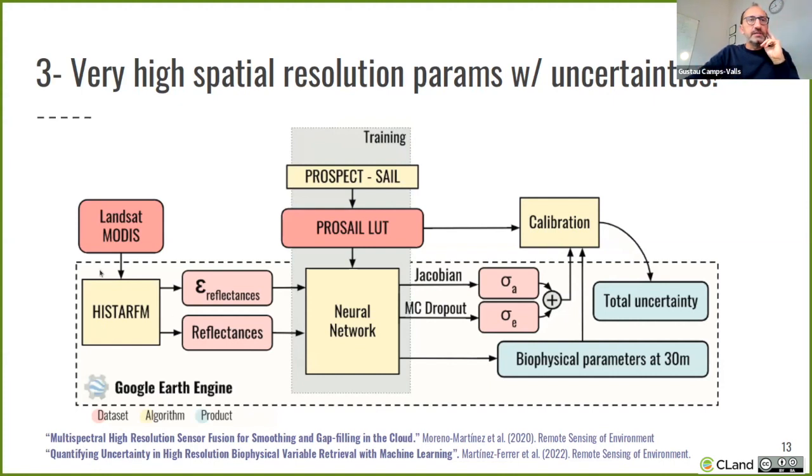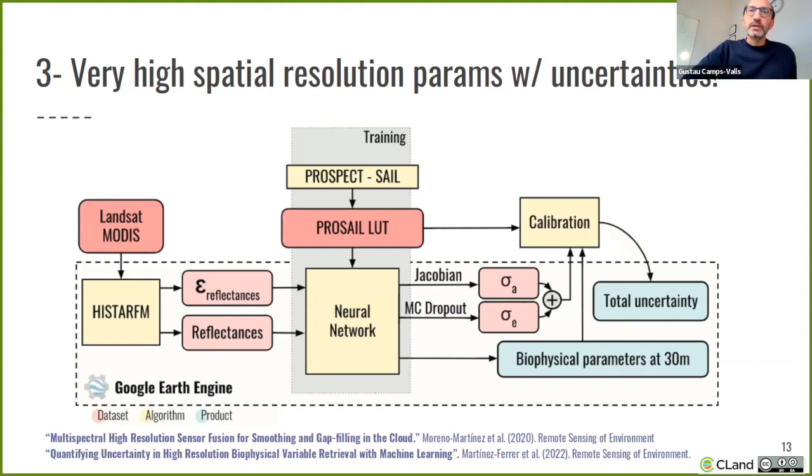Essentially, you have this HISTARFM algorithm that blends Landsat and MODIS data in a sort of unbiased Kalman filtering approach, very similar to what you guys have presented before with the data assimilation strategies. In this case, HISTARFM takes the reflectance data and provides you harmonized, gap-filled data. So you have continuous in space and time reflectances, and also associated uncertainties.